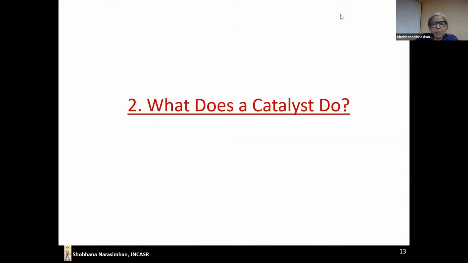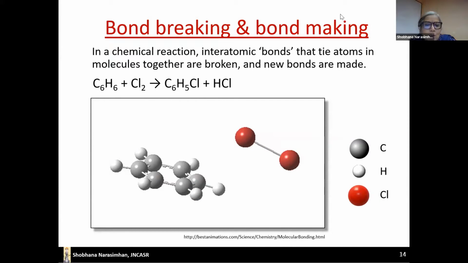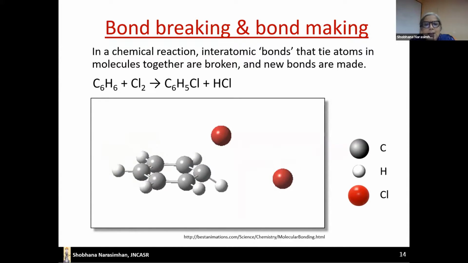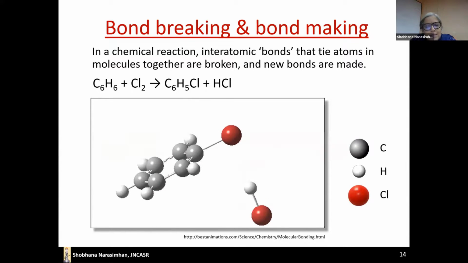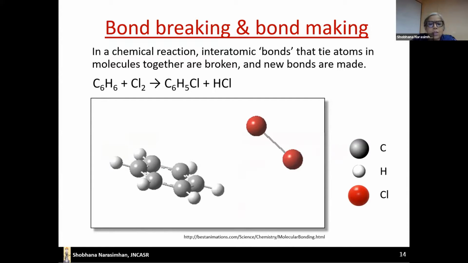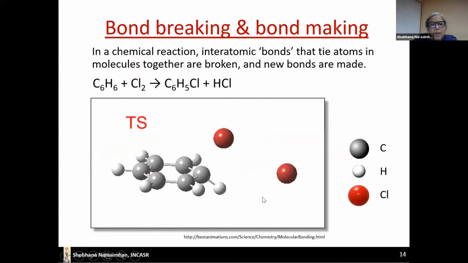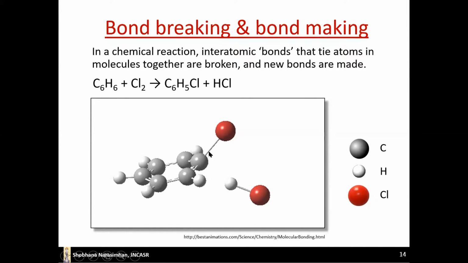So what does the catalyst do? This also you probably know, so please excuse me if I'm repeating stuff that you already know. In a chemical reaction, as you all know, interatomic bonds that tie atoms and molecules together are broken and new bonds are made. This picture shows an example of a chemical reaction, where you have a chlorine molecule on the right and a benzene on the left, and they're coming and reacting to form hydrogen chloride and a benzene functionalized instead with the chlorine.